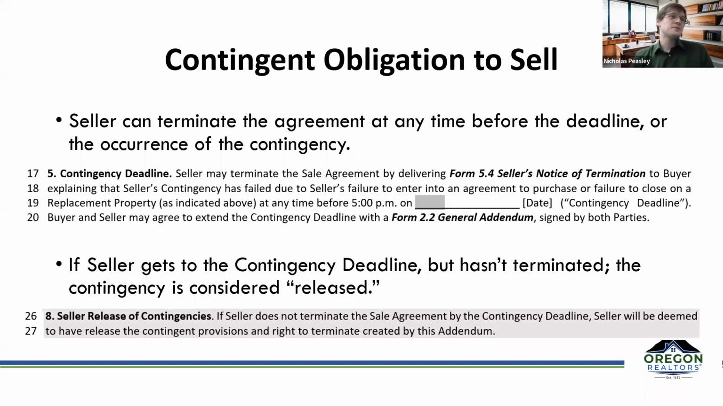I see a question in the chat that Jeremy is answering, sort of, but I want to bring it up as well. How do we make sure that the seller really did not find a replacement property? Couldn't sellers abuse this contingency, let's say, by terminating their sale because they have or hope to have a better offer? The answer is technically yes.